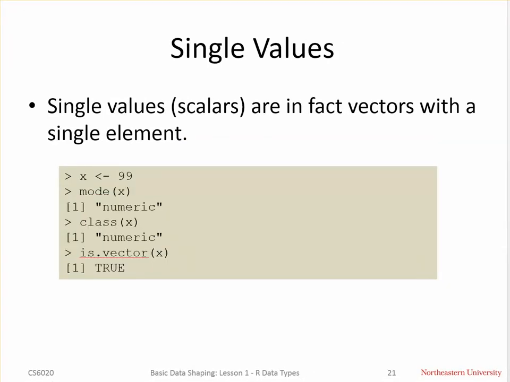Now here's an example of assigning a single value, so-called scalars, to a variable, which, again, like I said, single values are in fact vectors with a single element. So if you say x gets assigned the value 99, it's of mode numeric, of course, it's of class numeric. But if I then say is.vector of x, I actually get TRUE. You wouldn't think that a single value would be a vector, but indeed in R it is considered to be a vector.